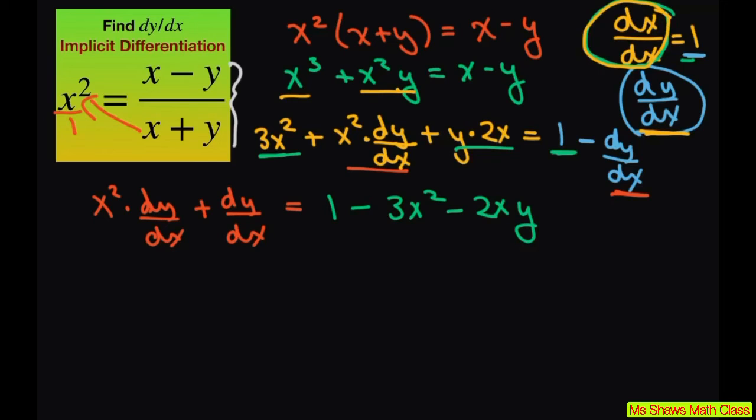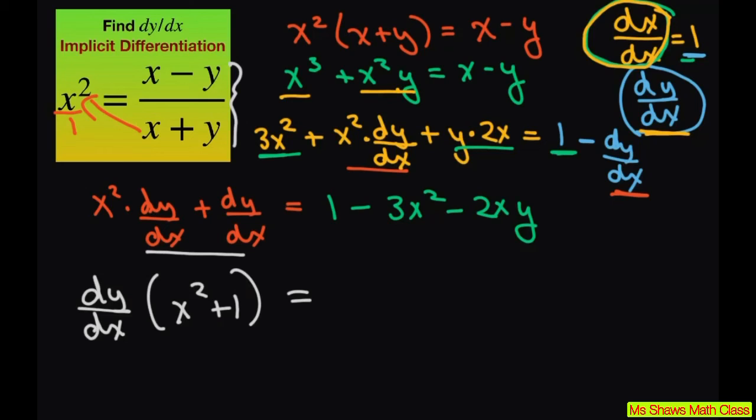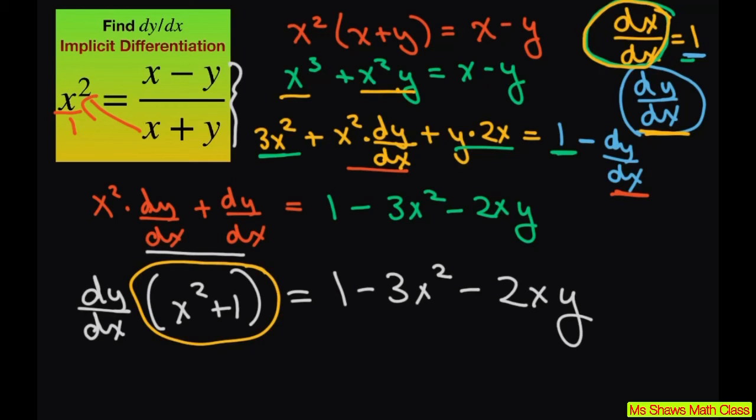The next step is to factor out the dy dx. That's going to give me dy dx times (x squared plus 1) equals 1 minus 3x squared minus 2xy. Now our last step is just divide both sides by x squared plus 1, and that solves for our dy dx.